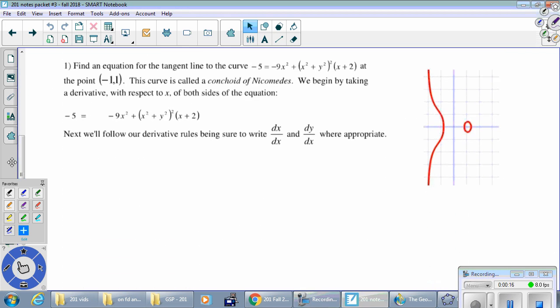Find an equation for the tangent line to the curve -5 equals -9x squared plus (x squared plus y squared) squared times (x plus 2) at the point (-1, 1). This curve is called a conchoid of Nicomedes. So let's take a look at this strange curve.